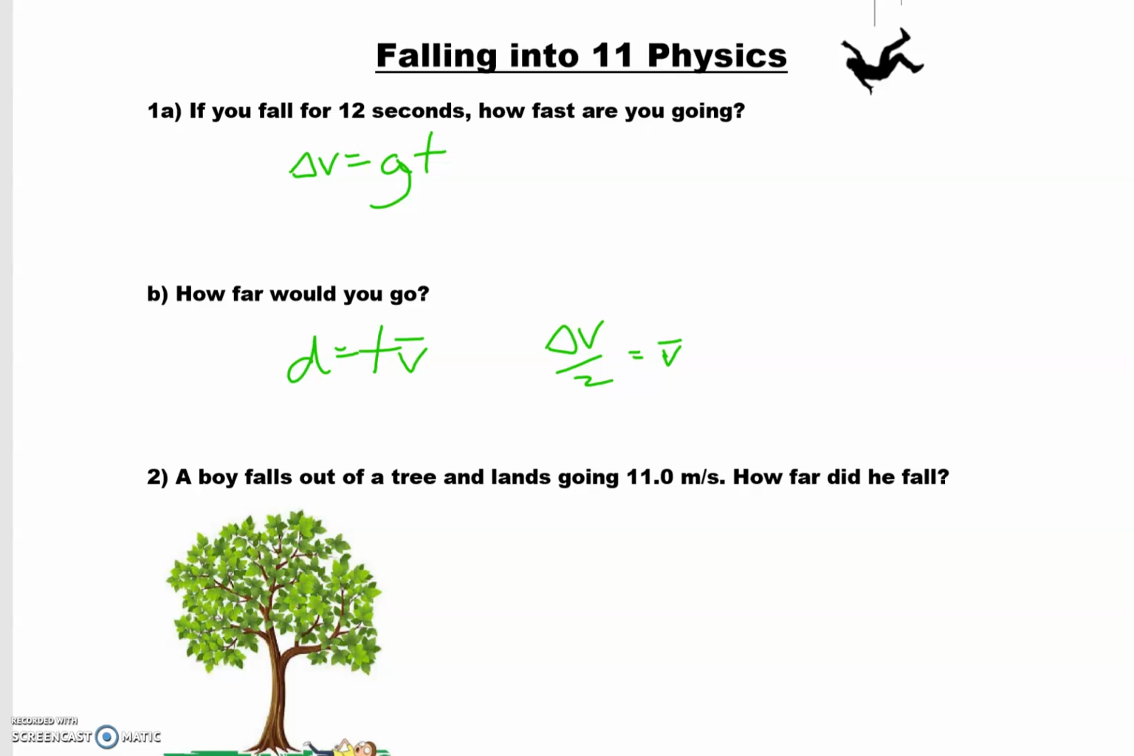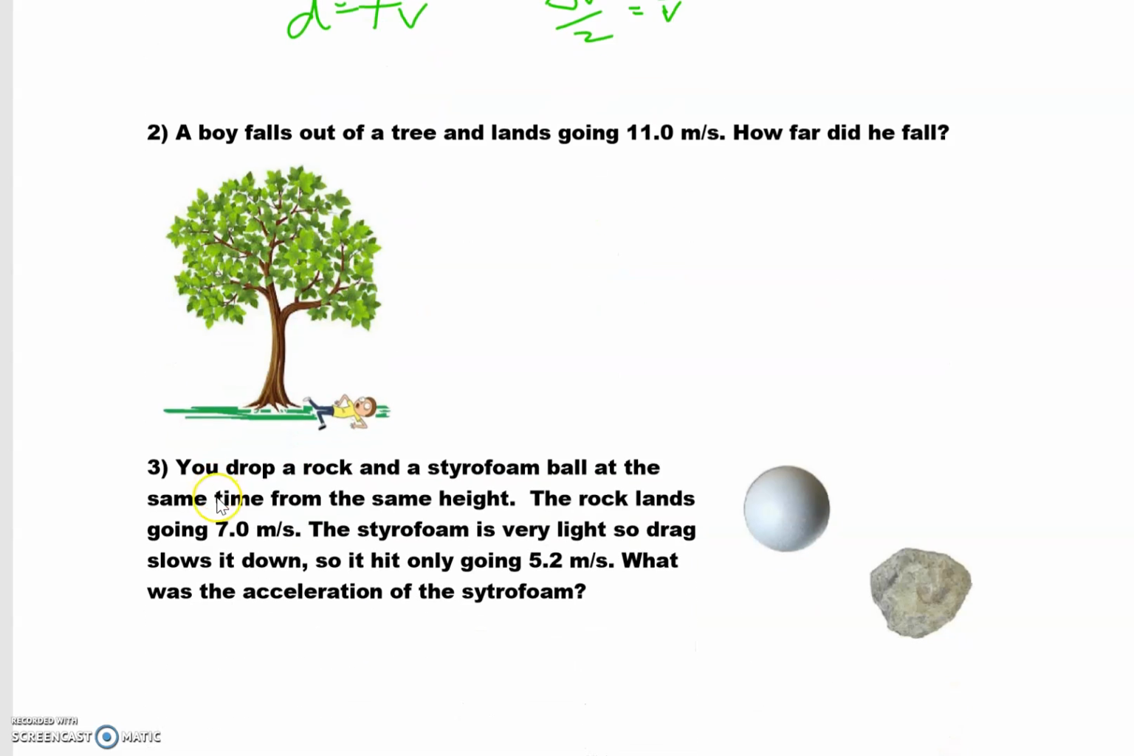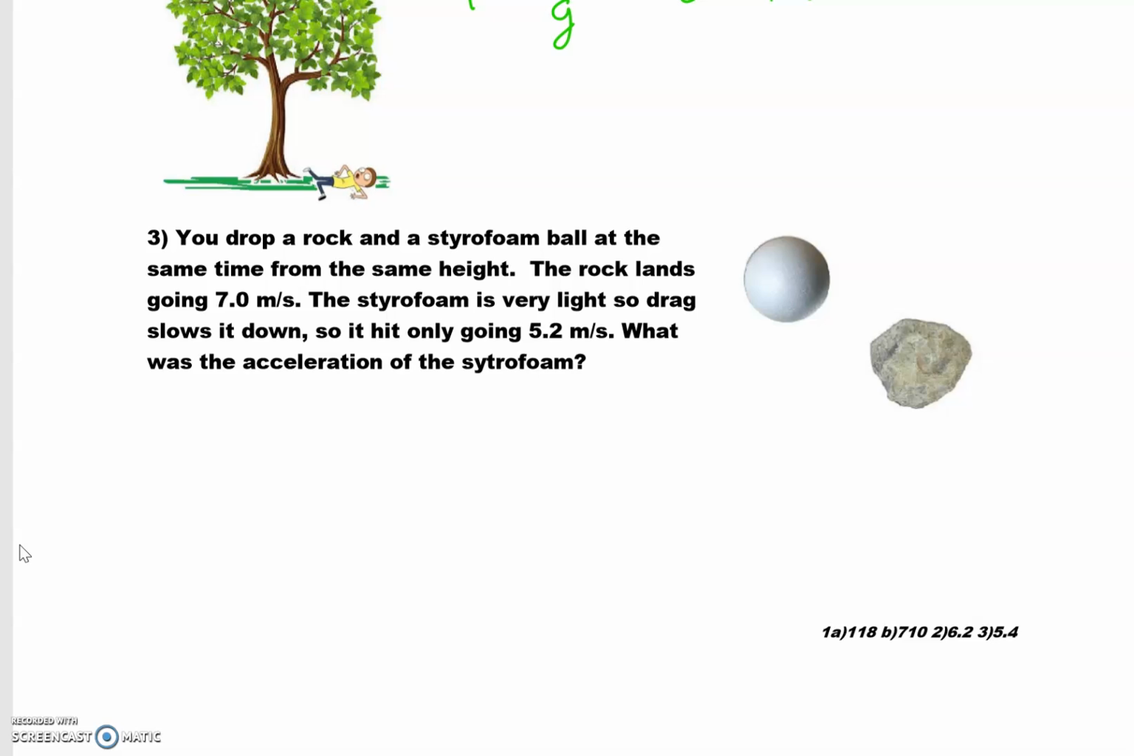So then in question 2, we have a boy falls out of a tree and lands going 11.0 meters per second, and we're looking for how far he fell. Okay, so we're looking for distance again. What we could do for this one is, we've got the 11, we know the acceleration, so you could find the time, which would be the delta V divided by the acceleration, which is G. Once you have the time, to find out how far, it'd be d equals t times V again, just making sure that you're using the average speed, not the final speed, and that should be able to be used to find out how far he actually fell.